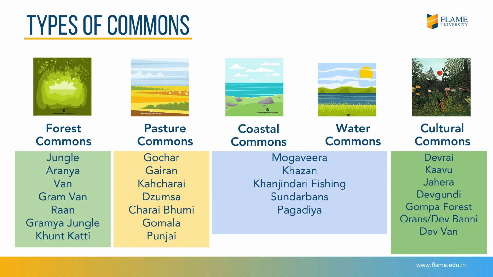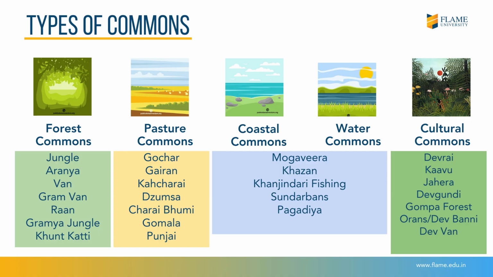It could be a burial ground, it could be a worshipping place. We call them Devarais in Maharashtra, Kavu in Kerala, Jahera in parts of Odisha, Devgudi and Gompa forest in Assam and Arunachal, Orans and Devani in Rajasthan. So the recent Supreme Court order is around Orans of Rajasthan, which is also applicable across India.